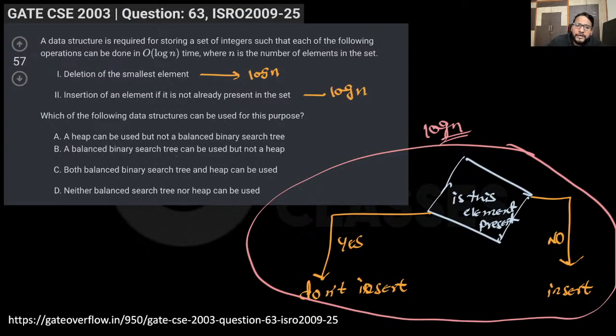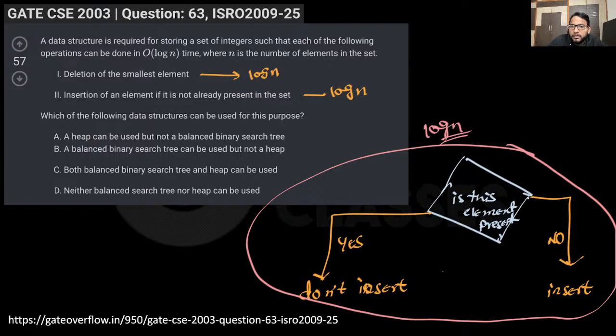Now, this element could be any arbitrary element. If you want to insert any arbitrary element, it should be done in log n time. You first check whether it is present or not, and then you insert it. Now tell me, can you do this using a heap? A heap can be used, but not a balanced binary search tree. Can you do this using a heap?